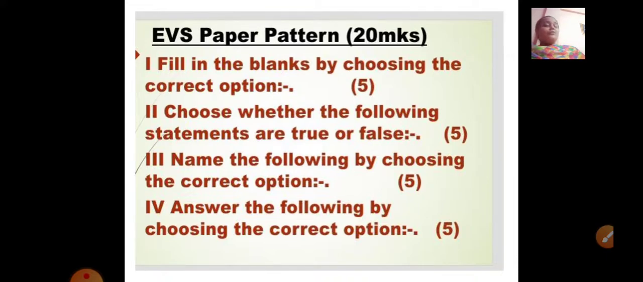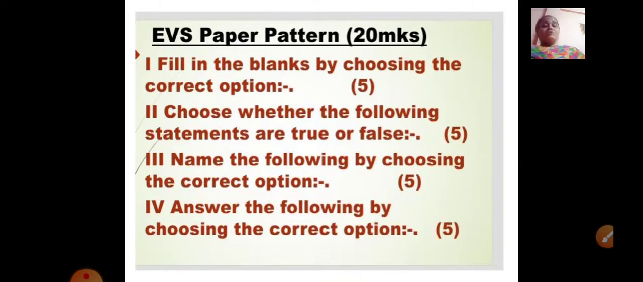So you will be given options. They may be 2, 3, 4 options, whatever. You have to choose the correct option and you have to fill in the blank. Is that clear? Look at the second Roman number. Second Roman number is choose whether the following statements are true or false. Again, it is of 5 marks.